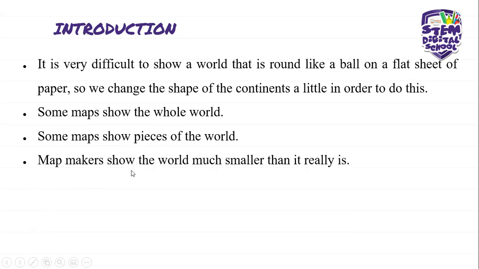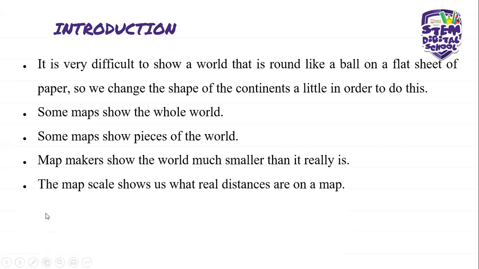So map makers show the world much smaller than it is in reality. They will do a map, but they will show it on a small piece of paper compared to the way it is in reality, so it is not the same. The map scale shows us what the real distances are on the map. Tomorrow we'll be looking at the map scale and the real distance on the map, okay?